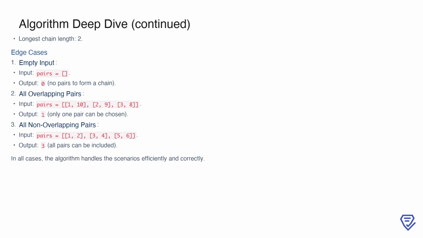Now consider some edge cases. If the input is empty, there are no pairs to form a chain, so the output is 0. If all pairs overlap, such as (1, 10), (2, 9), (3, 8), only one pair can be chosen, resulting in a chain length of 1. On the other hand, if all pairs are non-overlapping, like (1, 2), (3, 4), (5, 6), we can include all pairs, giving a chain length equal to the number of pairs, which is 3 in this case. These examples demonstrate that the algorithm handles a variety of scenarios efficiently and correctly.